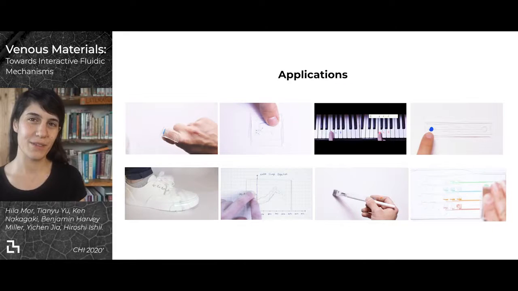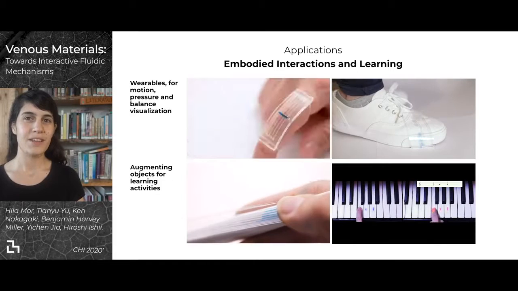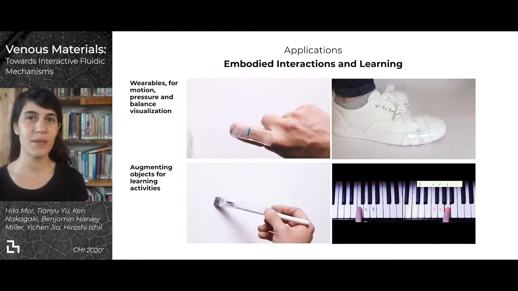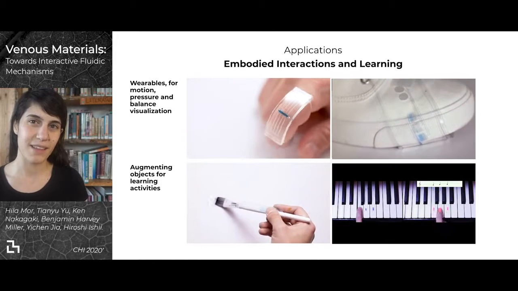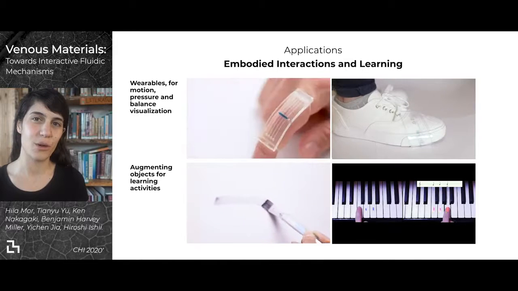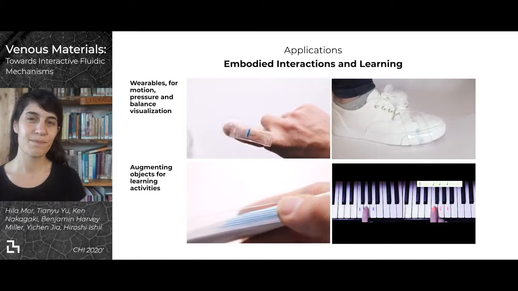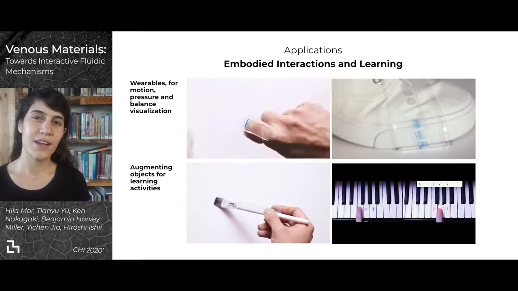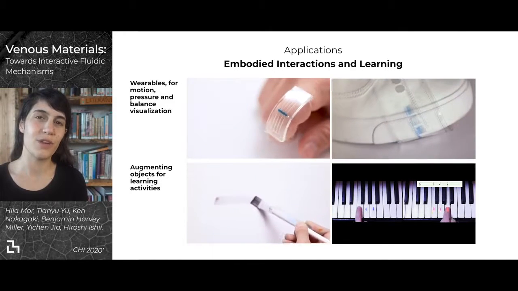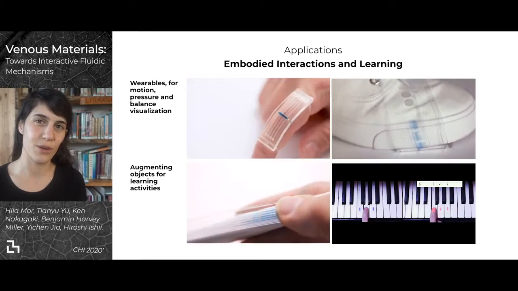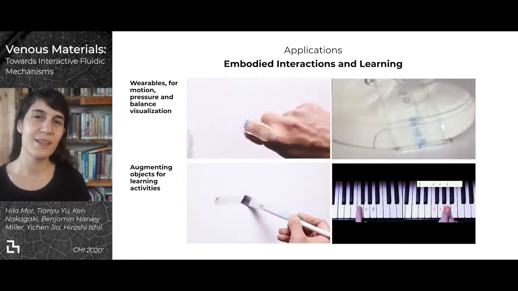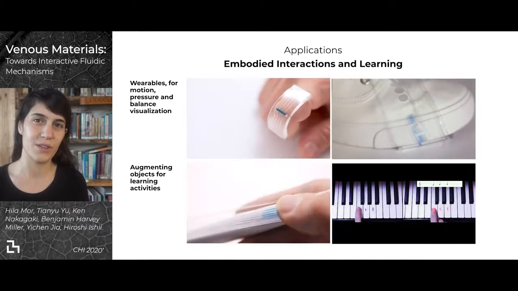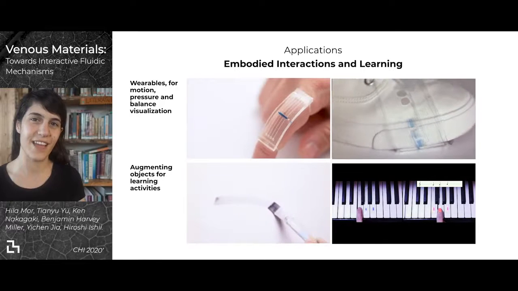So how can we embed Venous Materials in everyday life to create new experiences? As Venous Materials are deformable, they can be embedded in wearables to visualize on-body motion, pressure, and body balance. They can also be attached to objects for learning activities. And in the shoe example, the shoe prototype is designed to visualize the pressure that's applied on the shoe sole, while the display itself is located on top of the shoe. And this can be used to raise the awareness of the user to their body balance for rehabilitation and dance lessons.